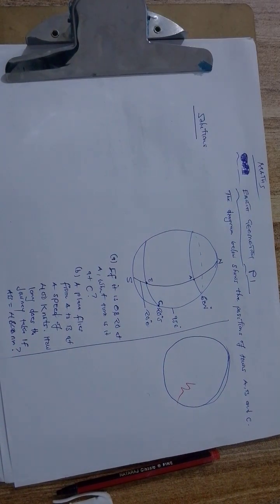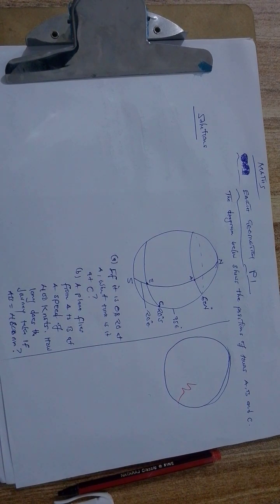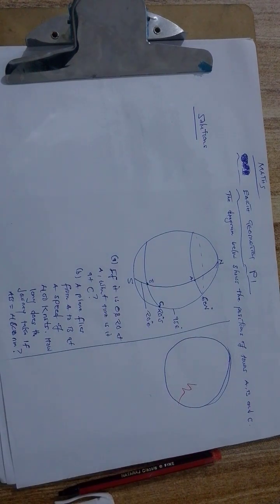Okay, so let's do maths paper 1. Going to look at Earth geometry. So we have a question before us. The diagram below shows the positions of towns. We have A, B, and C. So this is the diagram which has been given.